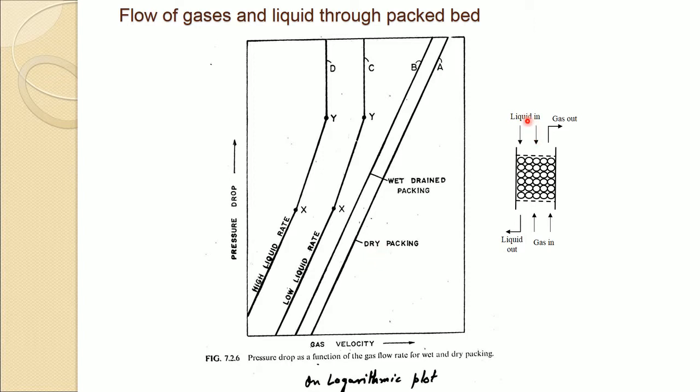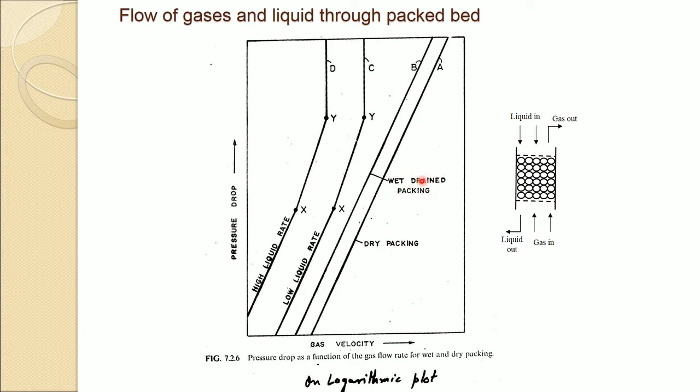Now, when you start the liquid flow through this, some liquid is depositing in between the particles and some liquid is flowing through these voids. So, essentially your void fraction has reduced, and that gives more resistance to the gas to pass through. So, obviously your pressure drop increases, which is what this second curve is showing.